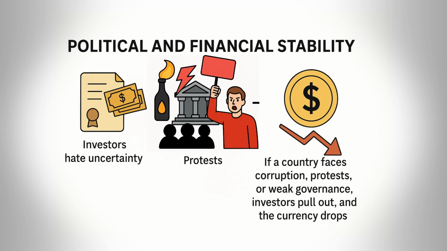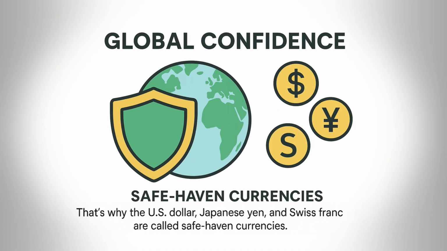The next is political and financial stability. Investors hate uncertainty. So when there's political unrest, investors do not want to invest in that economy. That's why when we see a country facing corruption, protests, weak governance, investors pull out and the currency value drops. And lastly, we have global confidence. If global investors believe a country manages debt and inflation well, they see its currency as a safe place to store money. That is why the US dollar, Japanese yen, and the Swiss franc are considered safe haven currencies.